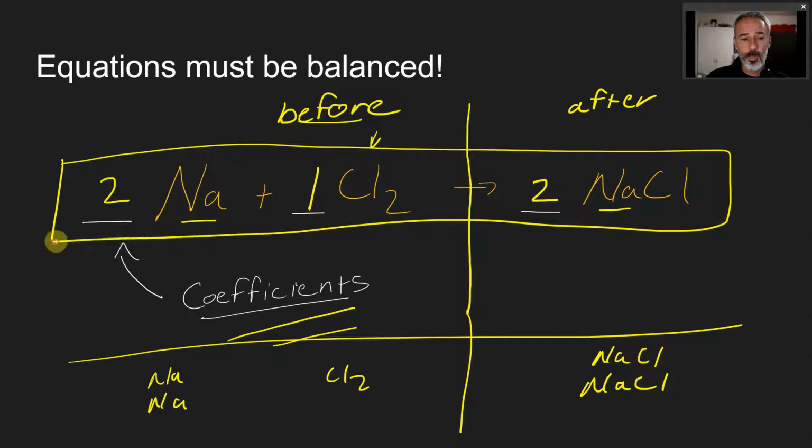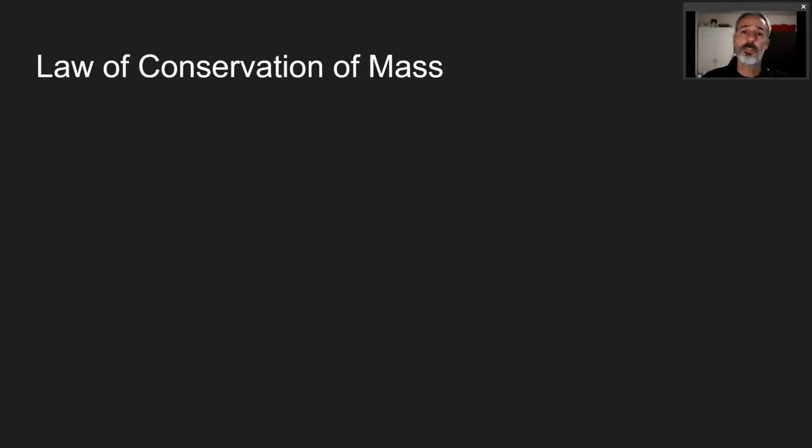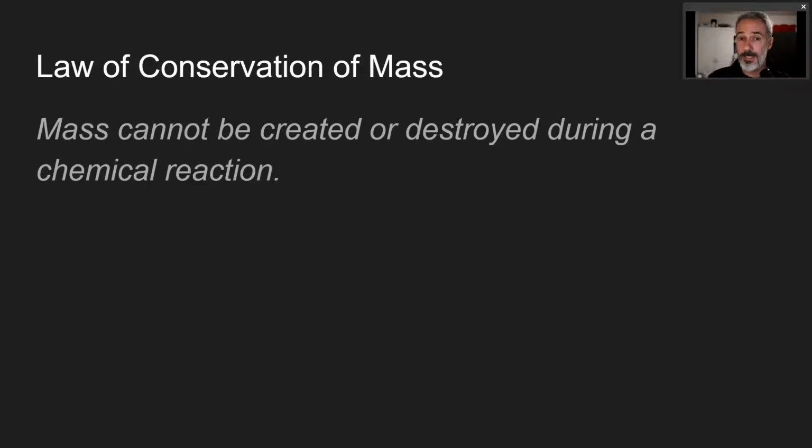So we write formulas first, right? We check charges and make sure the formulas are correct. We look for diatomic elements, but when we're done, we need to balance the equation. Now there's a reason for this, and the reason is the law of conservation of mass. What the law of conservation of mass says, and you may have heard it before, is mass cannot be created and it cannot be destroyed.